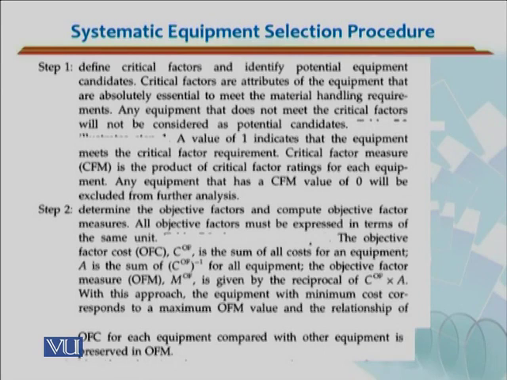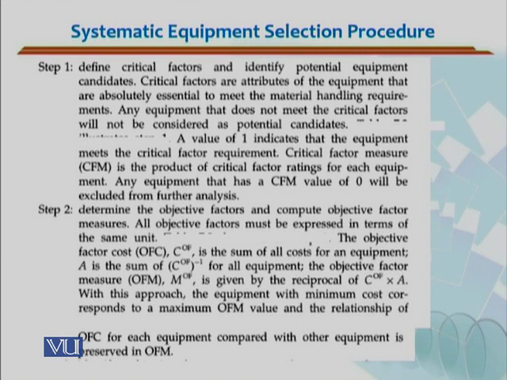We will define different steps for these type of factors and then systematically select the equipment. First of all, we need to define critical factors and identify potential equipment candidates. Critical factors are attributes of the equipment that are absolutely essential to meet the material handling requirements. What does it mean? Without these factors, you cannot determine the type of equipment.